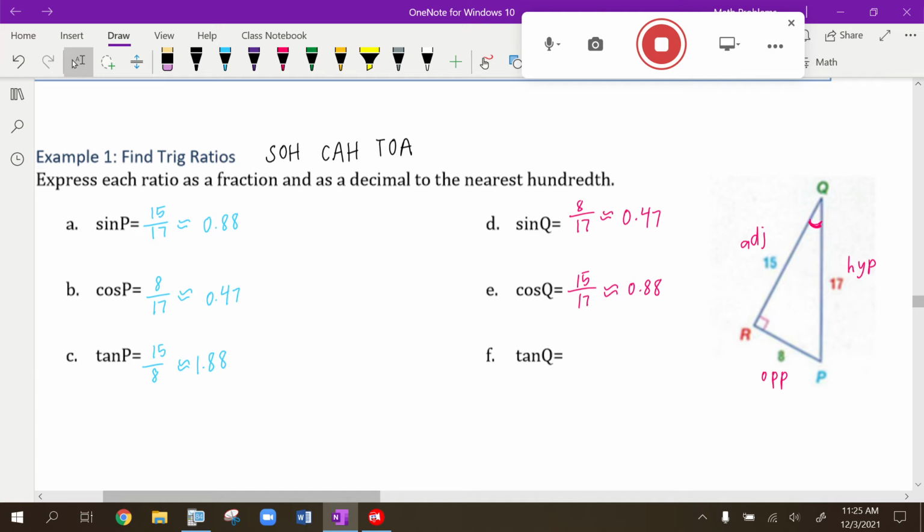Finally, for tangent of Q, opposite and adjacent switched from angle P. I know the opposite is 8, the adjacent is 15. Now I'll have to plug this one into my calculator. I don't have this one yet, and I round it to 0.53.